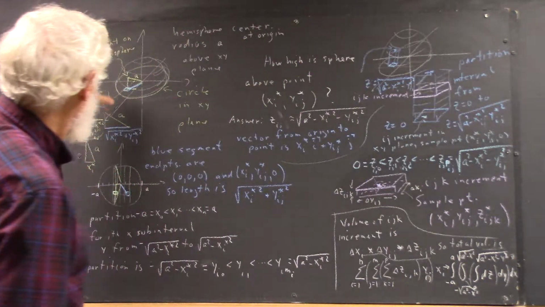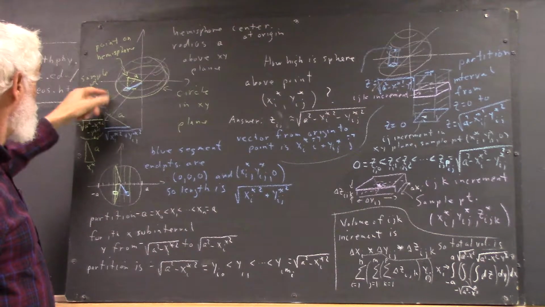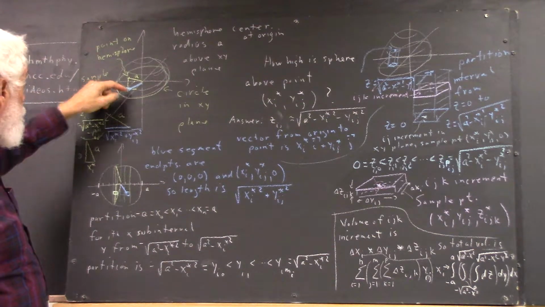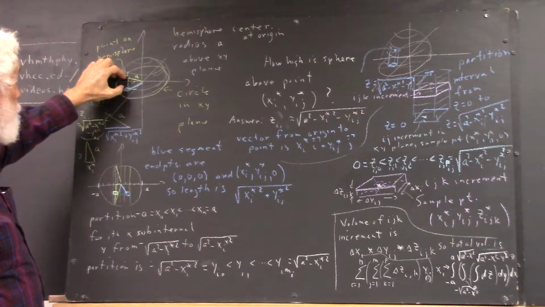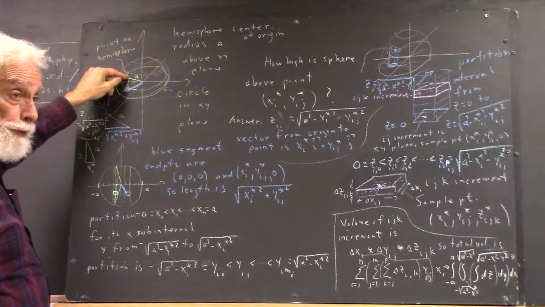Now here we have again the sphere. Here's our point in the XY plane. It's labeled, and we don't worry about the label yet. And here's how high the sphere is. Here's the point where the vertical line above that point intersects the hemisphere.